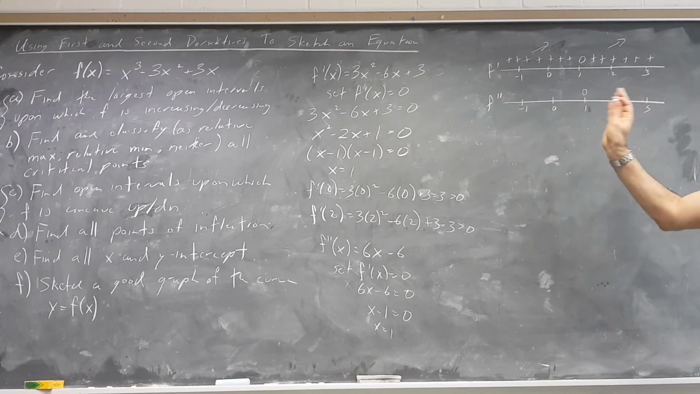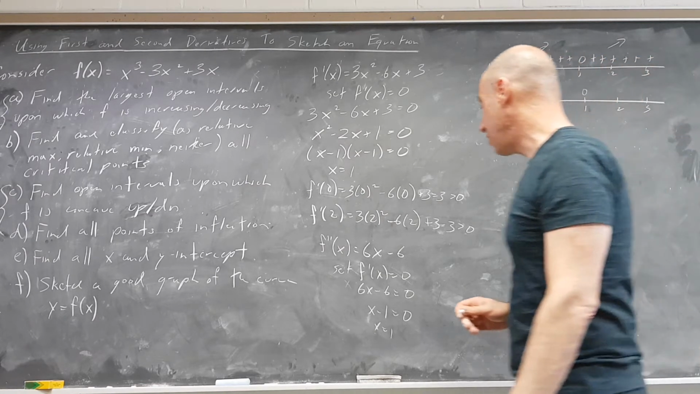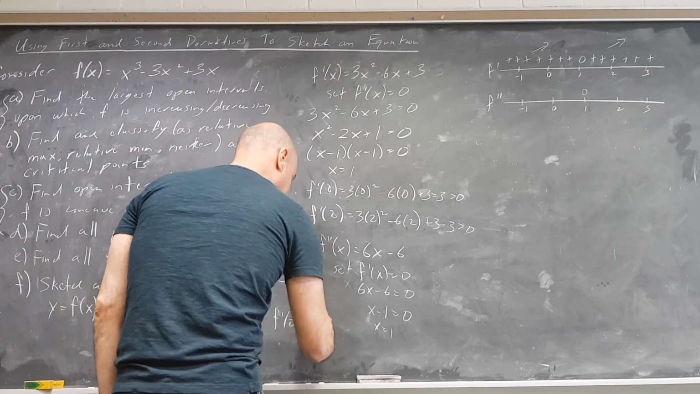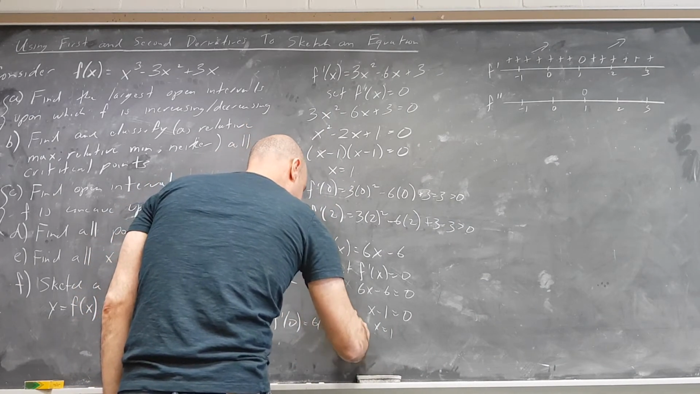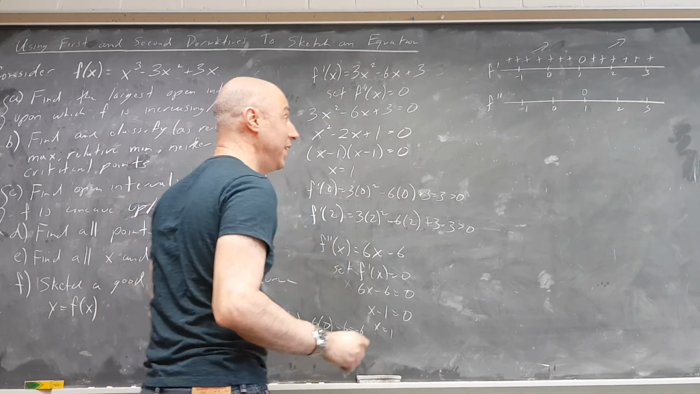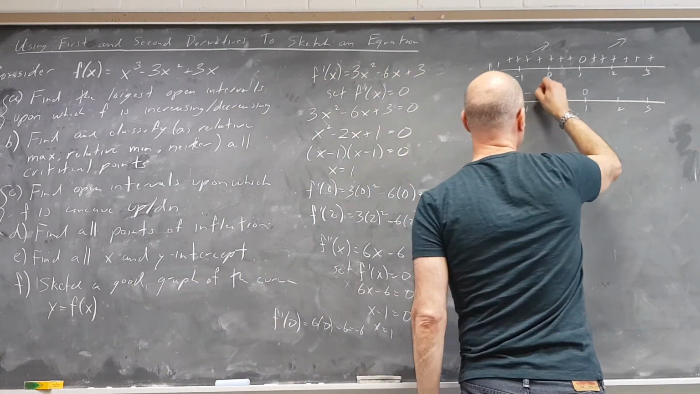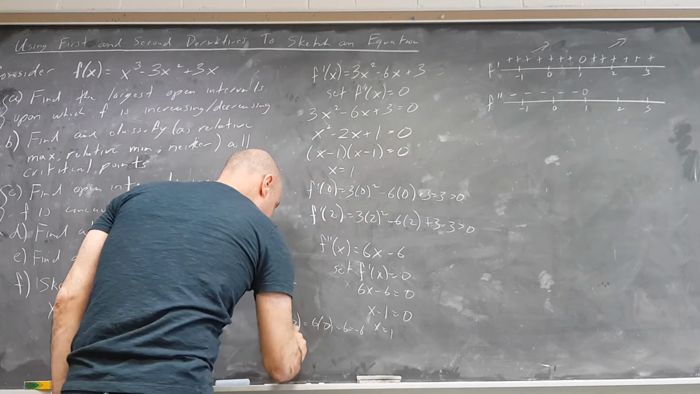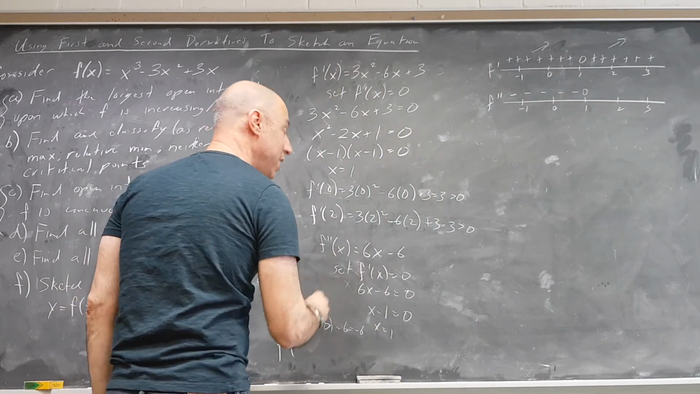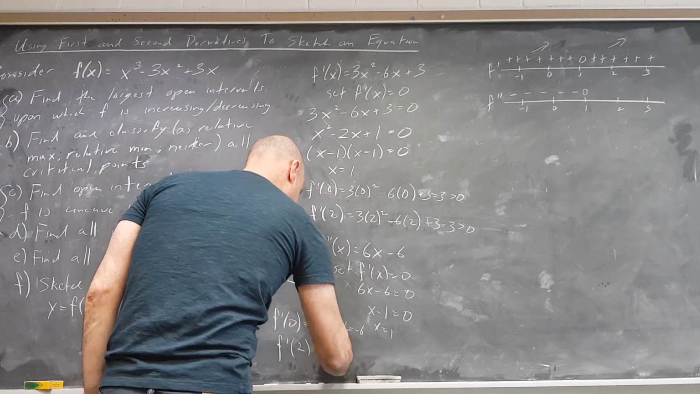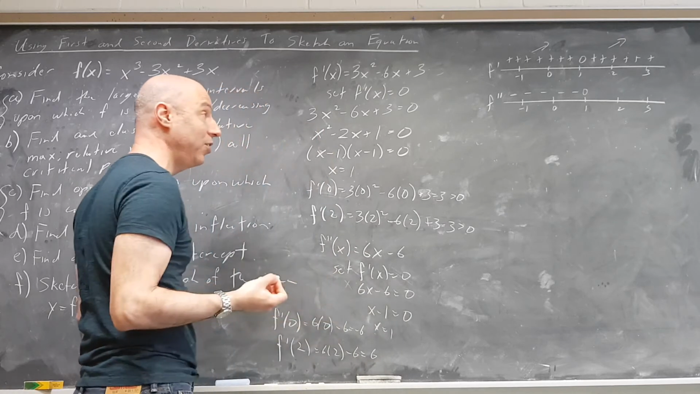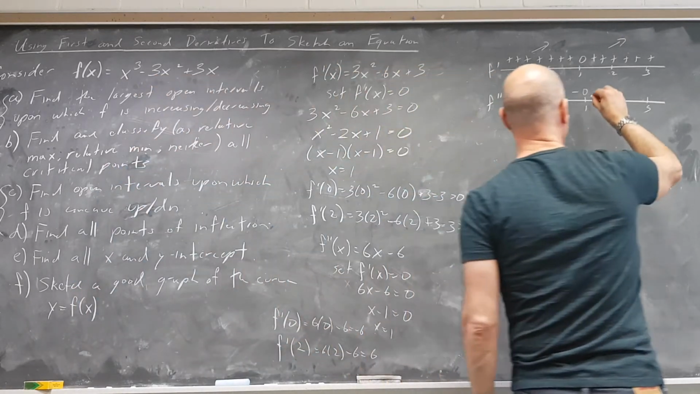Let's go ahead and plug in numbers to the left and to the right. How about 0? F double prime of 0 is equal to 6 times 0 minus 6. That's -6, which is certainly negative. And f double prime of, pick a number to the right of 1, how about 2? 6 times 2 minus 6, that's 12 minus 6, which is 6, which is positive. So it's positive over here.